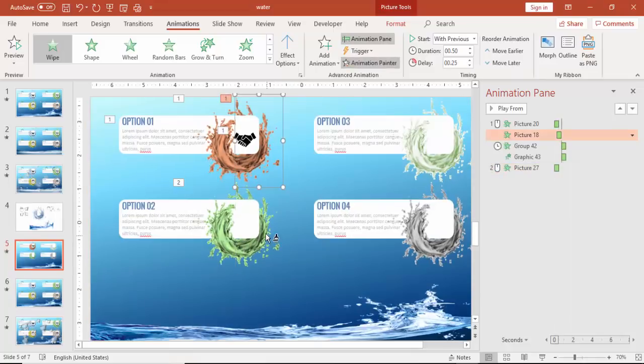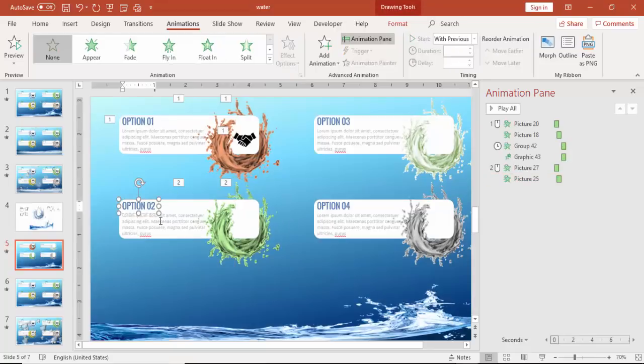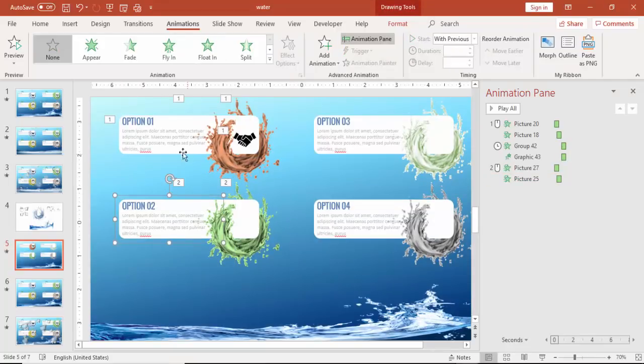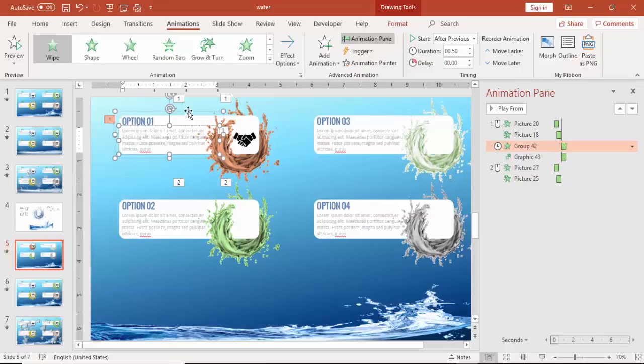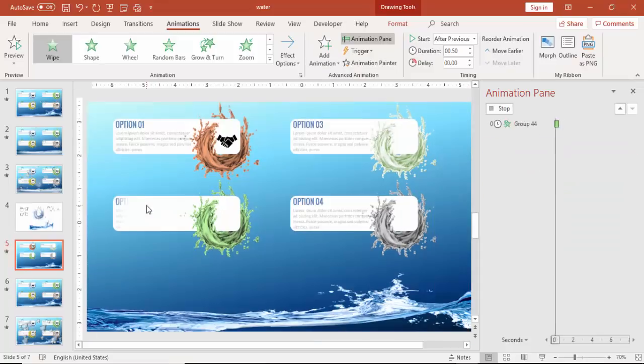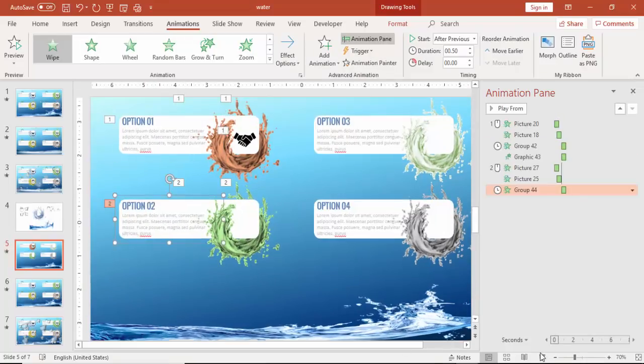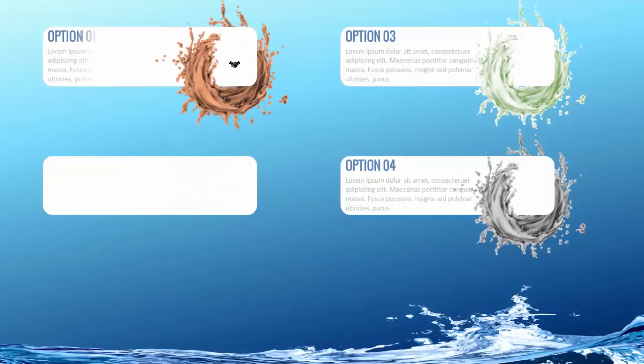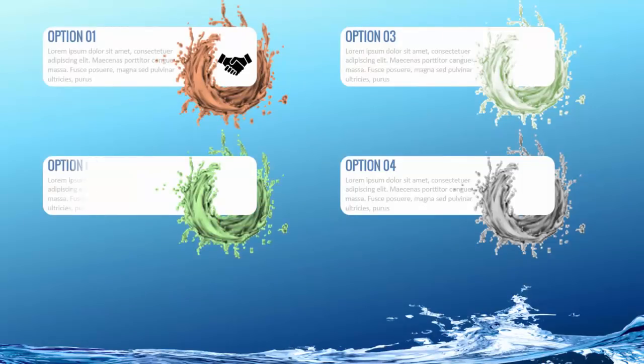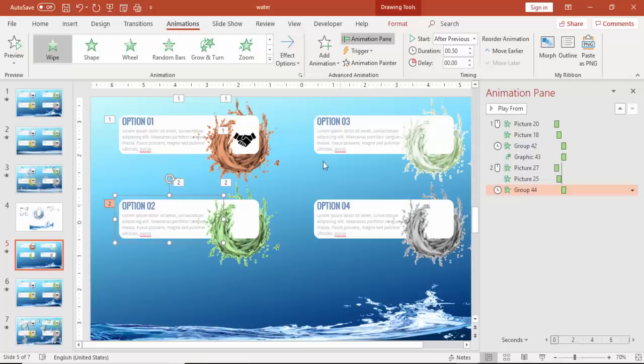Select this image, animation painter, apply to this, and then group this one and select this animation painter. Likewise, you have to do it all. And you can do different icons also. You can add different icons also there.